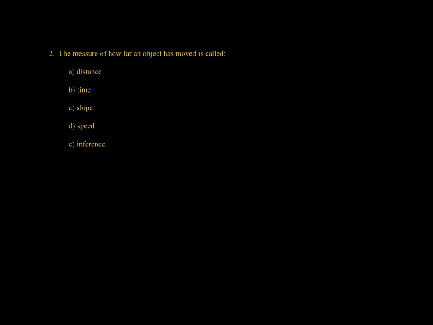The measure of how far an object has moved is called the distance. Right? If you add time, distance over time, then that would be speed. So the measure of how far it's moved is what we refer to as the distance it's moved.